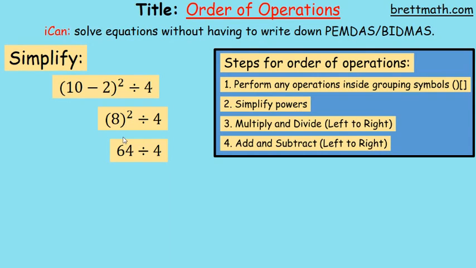So I've got 64 divided by 4, because now I do my multiply and divide left to right. 64 divided by 4, nice and easy, that's 16. So I've got my 16 as my final answer.